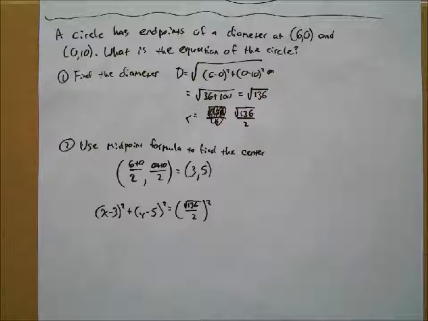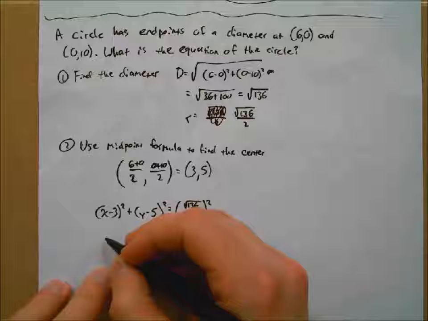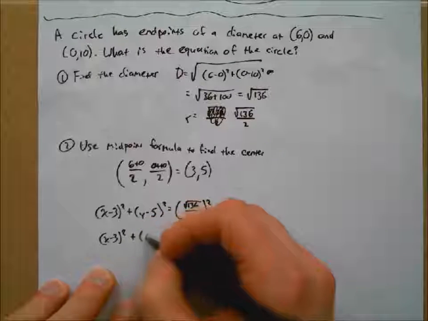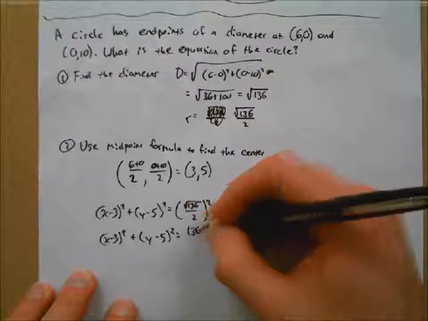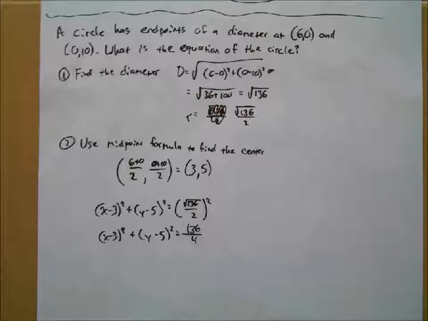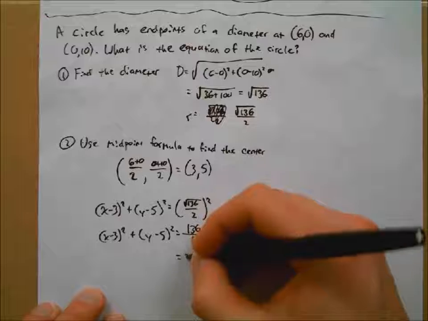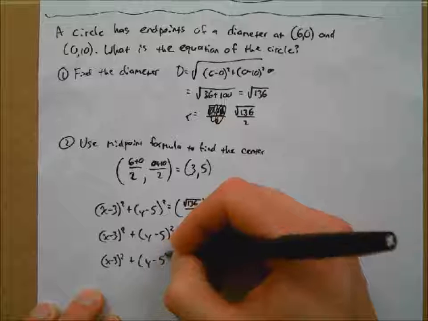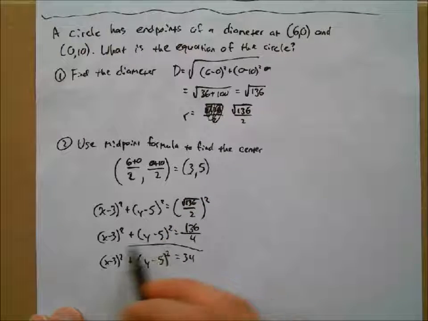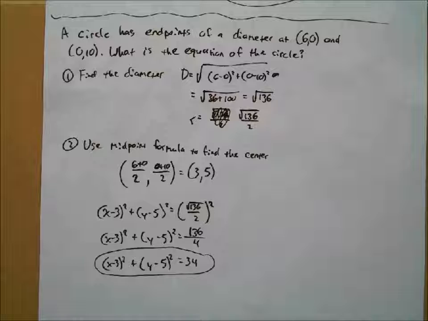So we can leave it like that, right? We've answered the question. But I'm going to simplify it just because I can. Squaring a square root cancels it out, so it's just 136. Squaring the 2 there is going to give us 4. And then let's see here. 136 divided by 4. What's that? 34. Thank you. Arithmetic. And so there's our final answer, simplified.